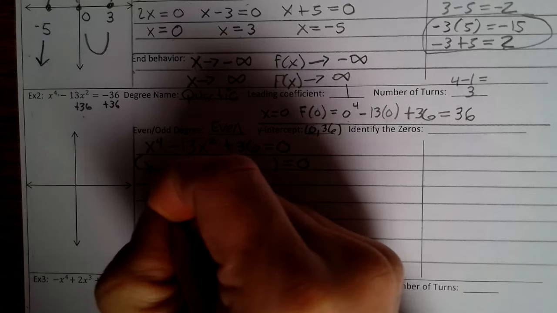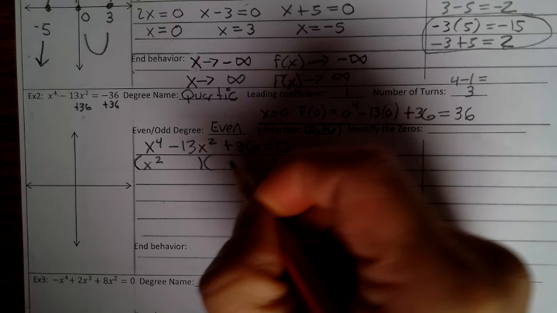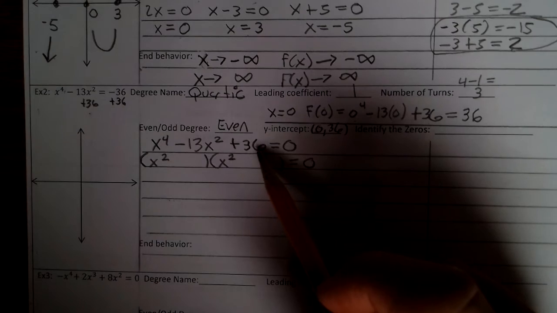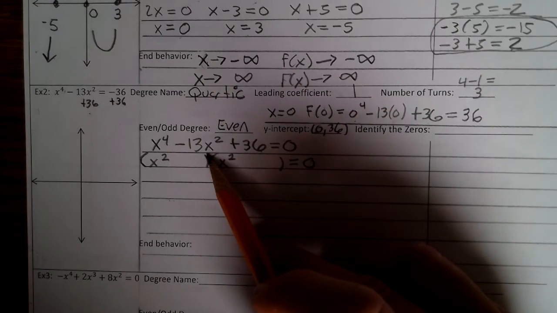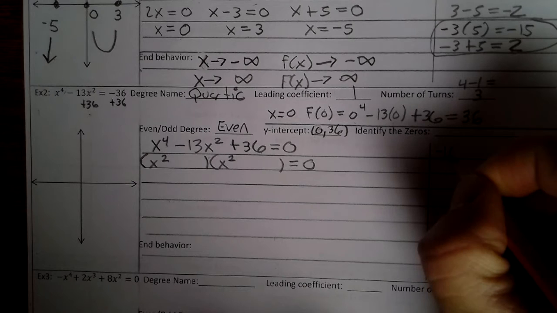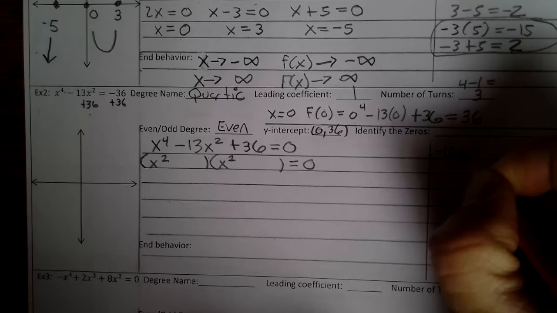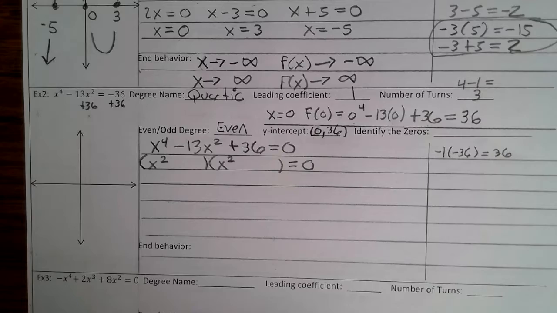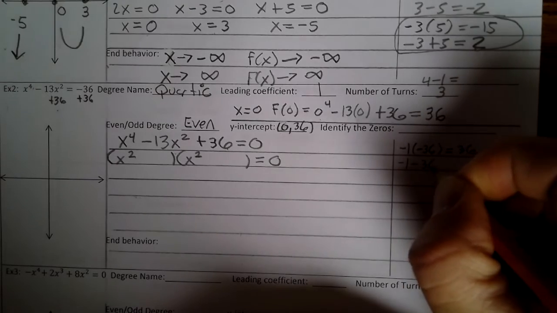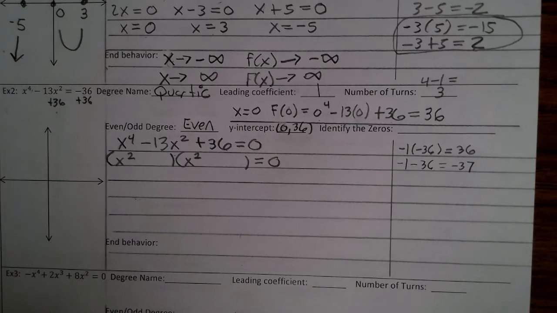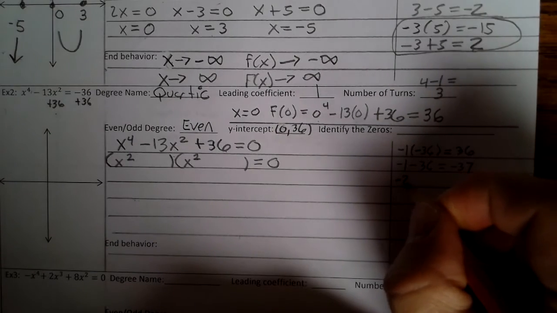All right, now we need to find all the combinations that multiply to give you 36 and combine to be negative 13. In order for that to happen, they both have to be negative. So negative 1 times negative 36 is positive 36. Negative 1 minus 36 is negative 37. That doesn't work. Now let's try negative 2 times negative 18 is positive 36. Negative 2 minus 18 is negative 20. That doesn't work.